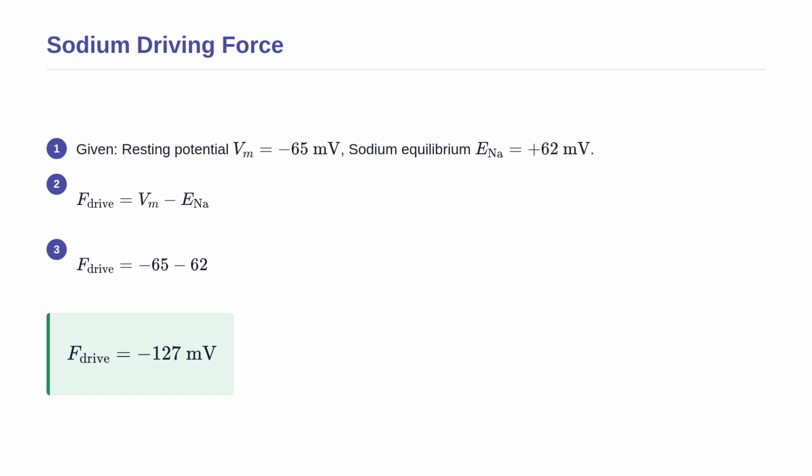We use the driving force portion of our formula, which is Vm minus ENa. We substitute our values, giving us minus 65 minus 62. Mathematically, this combines to create a much larger negative number. Our final answer is negative 127 millivolts. Physically, this large negative value indicates a massive electrical and chemical pressure pushing sodium ions into the cell, perfectly explaining why sodium violently rushes in when channels open.